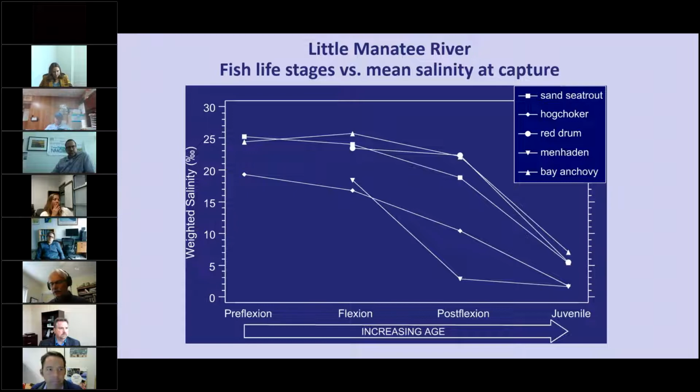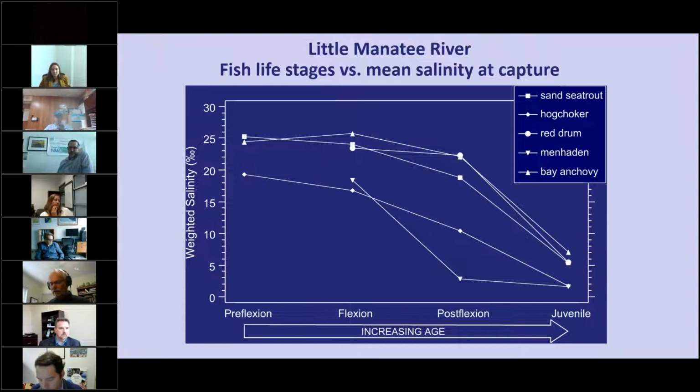Here's some real data in this regard from the Little Manatee River produced by Dr. Ernst Peebles of the University of South Florida College of Marine Science. What is plotted on the y-axis is mean salinity at capture for the life stages of 5 species of fish. The labels on the bottom of the graph are life stages, with flexion stages being larval stages and juveniles on the right. They increase with age towards the right.